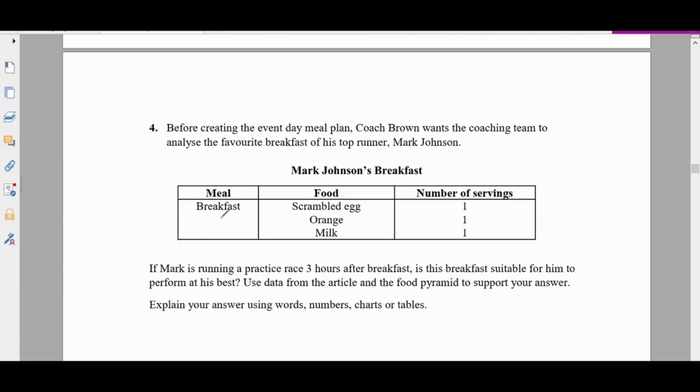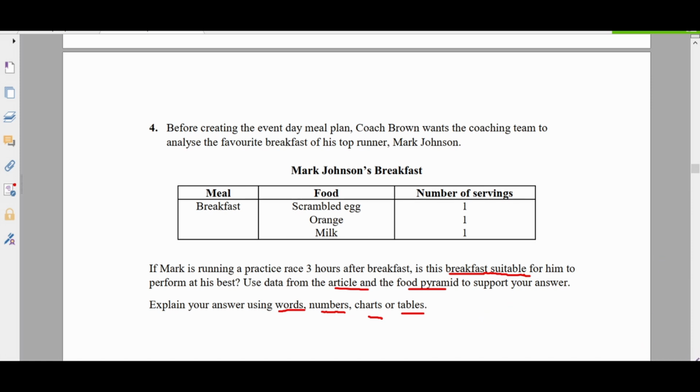It says in here, before creating the event day meal plan, Coach Brown wants the coaching team to analyze the favorite breakfast of his top runner, Mark Johnson. This is his breakfast. Here we have the meal. Food, scrambled eggs, orange, milk. Number of servings, 1 each. If Mark is running a practice race 3 hours after breakfast, is this breakfast suitable for him to perform at his best? Use the data from the article and the food pyramid to support your answer. Explain your answer using words, numbers, charts, or tables.